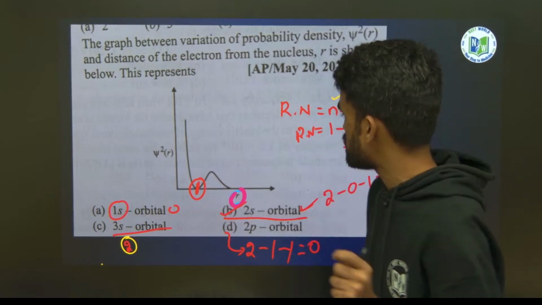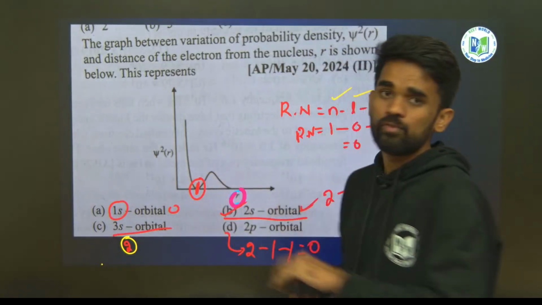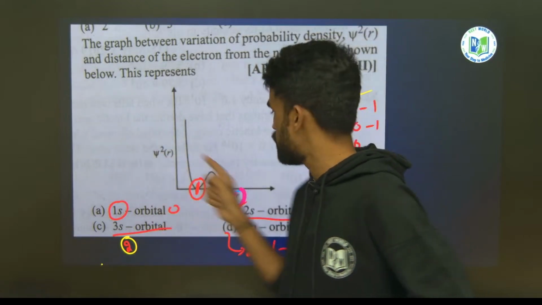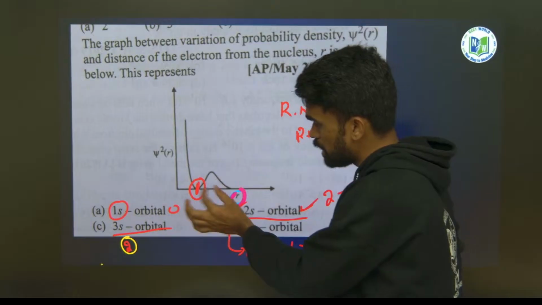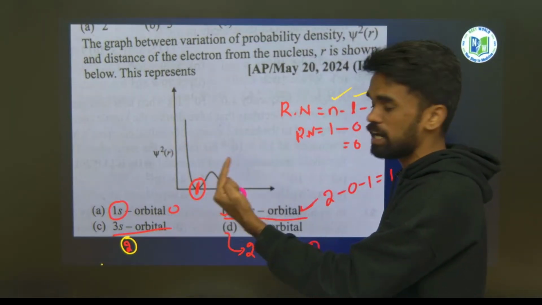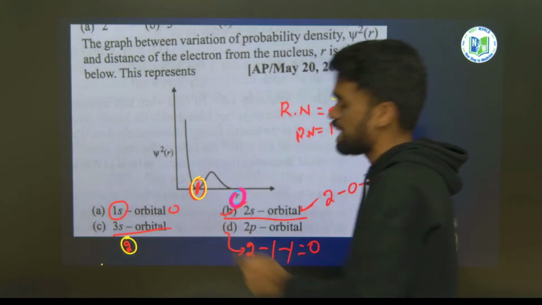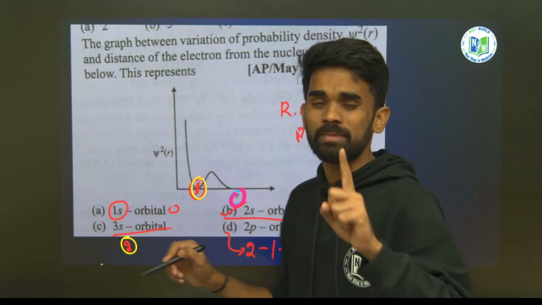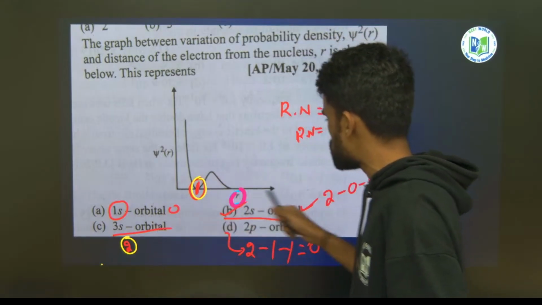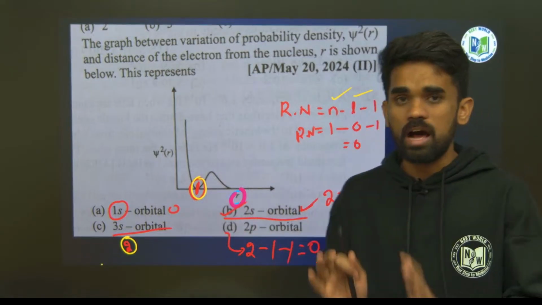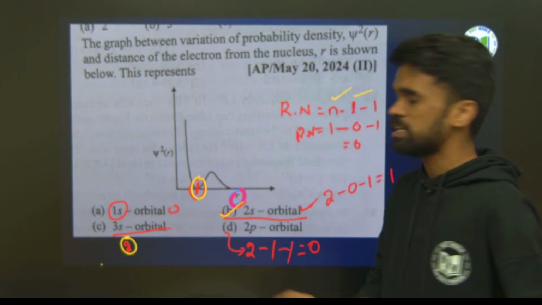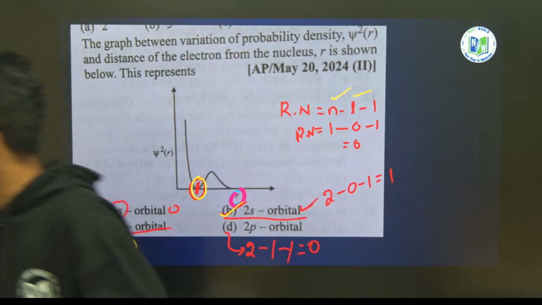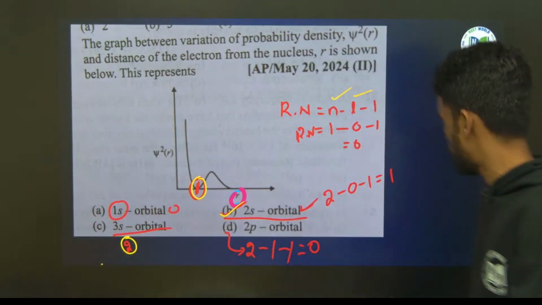What is the best approach you can say? First of all, whenever you have a graph, forget about the starting point and ending point. After that, count how many times in between the two points, the initial and final point, it is touching the x axis. That many nodes are there. Here it is touching 1 time, so 1 radial node. Which orbital in the given four has 1 radial node? That is your answer. So the answer is option number 2, the 2s orbital has 1 radial node. This is the simple way you can answer. Okay, let us move forward with a few more questions.